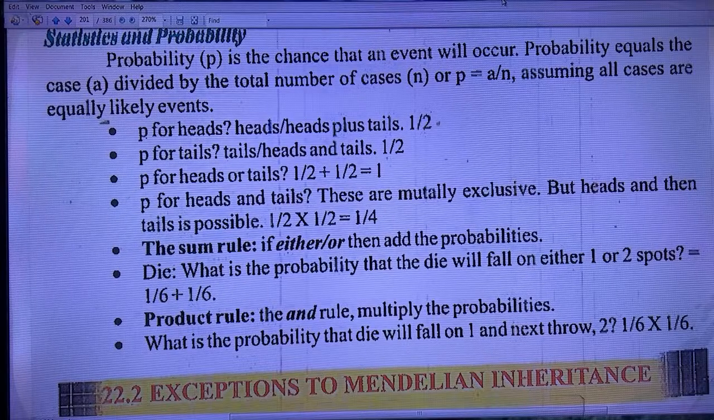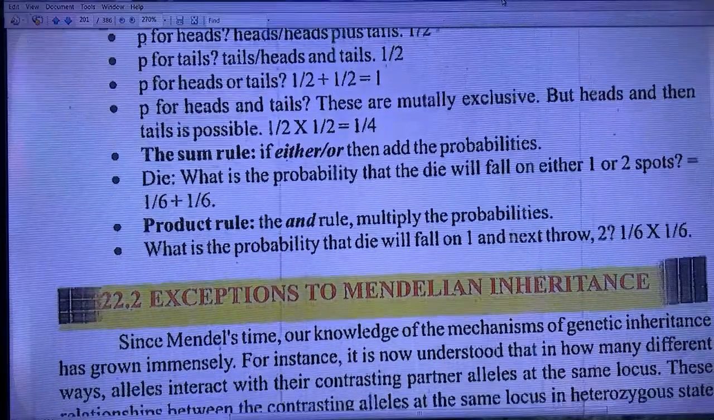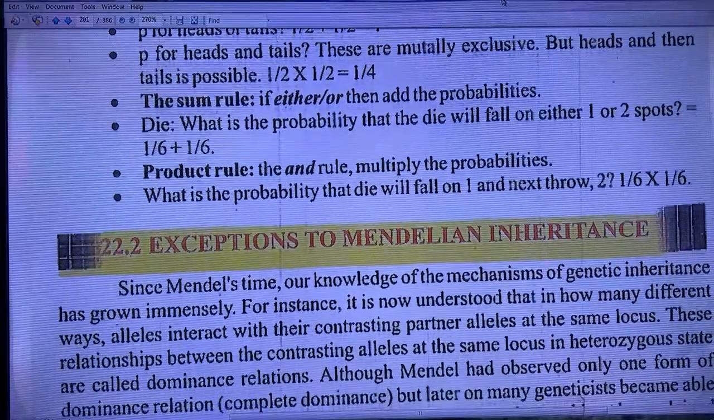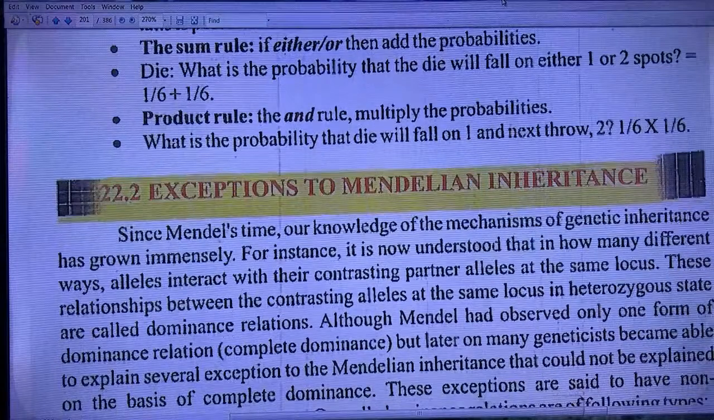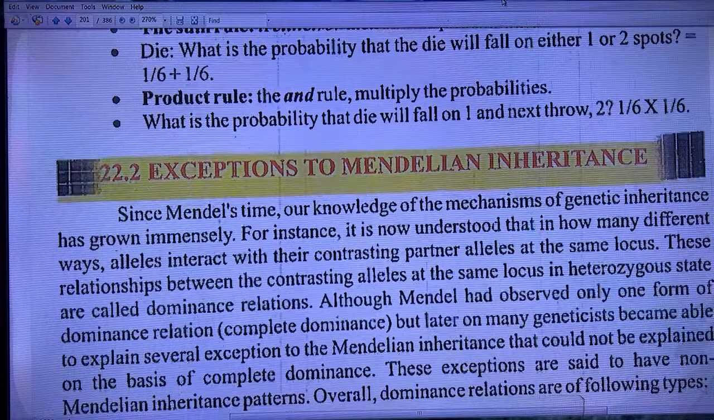The sum rule: if either/or, then add the probabilities. For a die, what is the probability that the die will fall on either one or two spots? It is 1/6 + 1/6. Product rule: the 'and' rule, multiply the probabilities. What is the probability that the die will fall on one and the next roll on one? 1/6 multiplied by 1/6.